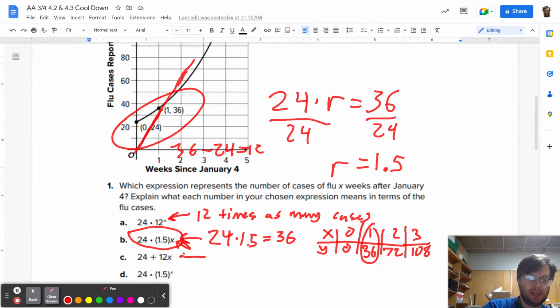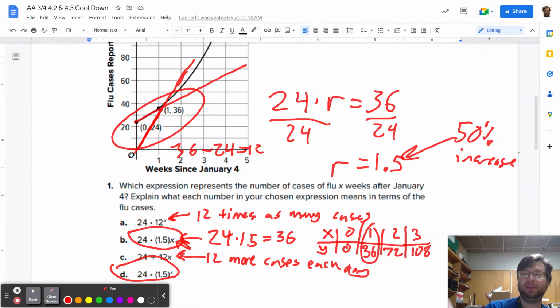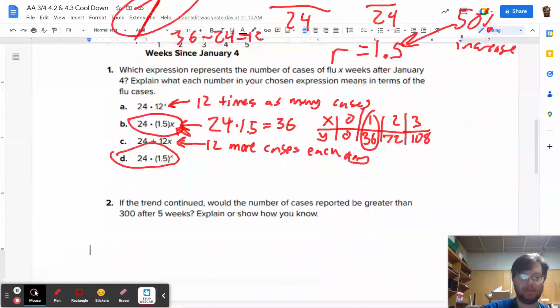This one right here is a linear one that goes 12 more cases each day. So that one would start at 24 and would go like this, but it's also not going to capture the amount. Only answer choice D matches that you start with 24 and you get 1.5 times as many cases the next week. By the way, I want to remind you that this can be thought of as a 50% increase. So you've really got to get fluent at looking at what your multiplying factor is and thinking of it as a rate of increase or decrease. So just keep practicing that.